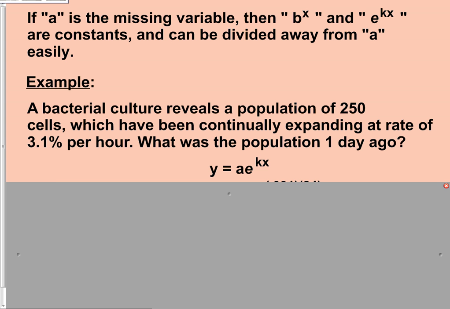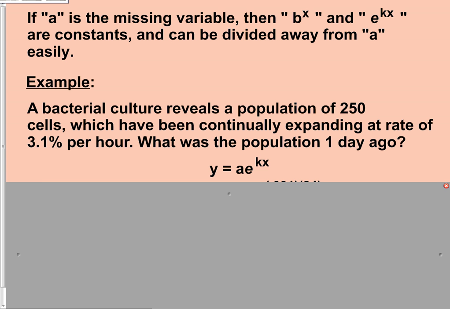Now, plugging information in. This time we have a current population, and the problem refers to something that happened in the past. So that makes y our 250, and it is the initial amount, a, that is unknown. E is a constant, so it is known. K is the constant of proportionality, which we know as 0.031 from the problem. And then X is the amount of time that has elapsed, and it is established at 1 day.